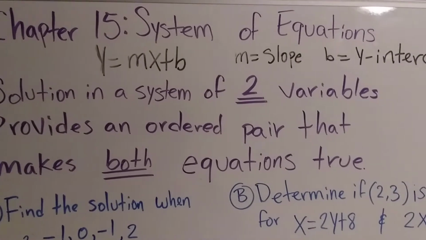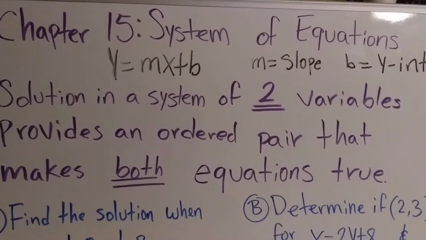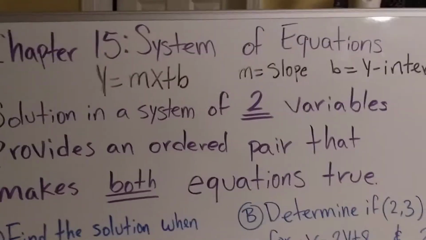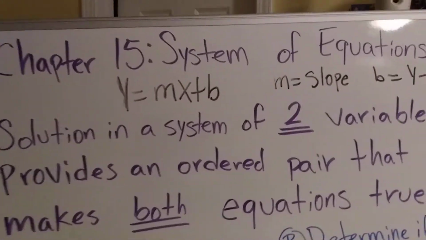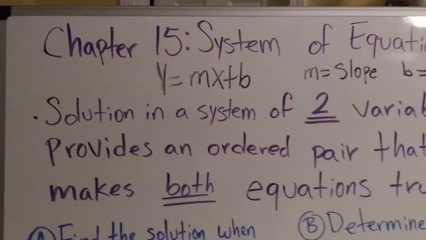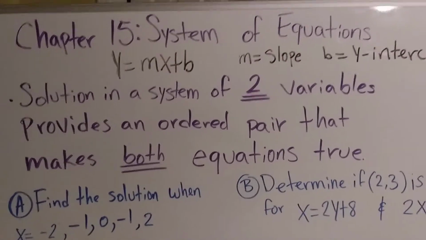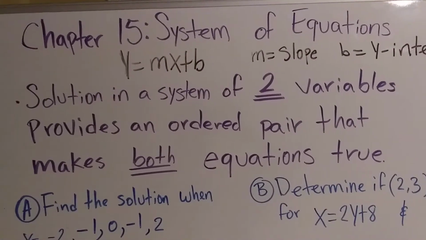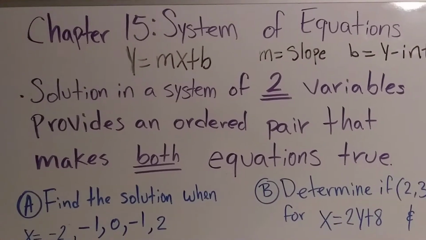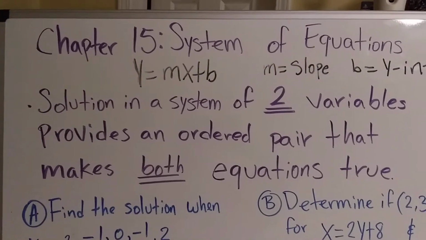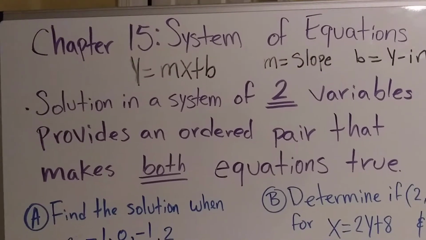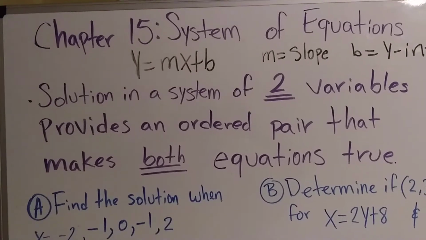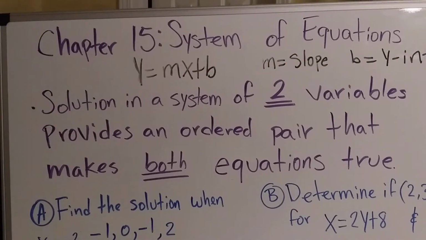It has to be more than one. There is no limit as to how many equations could be in a system. However, for the sake of this chapter and for the sake of this class, we're going to be focusing mainly with two equations. And the definition here I have of a solution in a system of two variables is that it provides an ordered pair that makes both equations true.